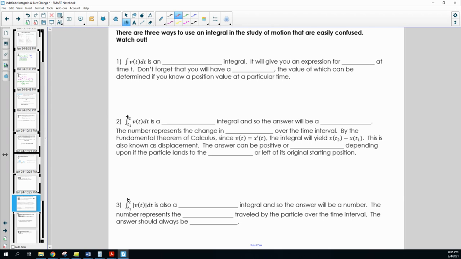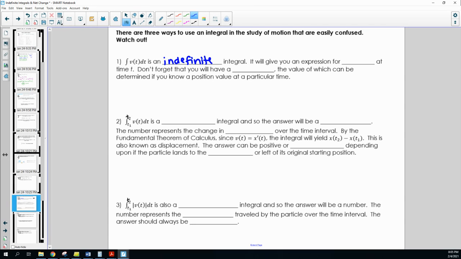So to just, again, recap something that we've already talked about, there are 3 ways that we can use integrals when we study motion, and it's kind of easy to confuse them. So we just want to be careful. So the first thing is when you have the indefinite integral. So the integral of v of t dt, because there's no limits of integration, this is an indefinite integral. So I'm just going to write that in.